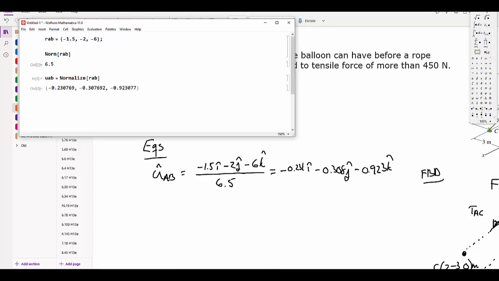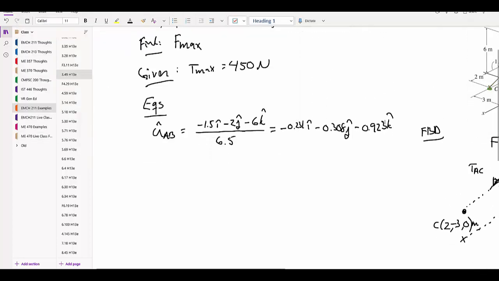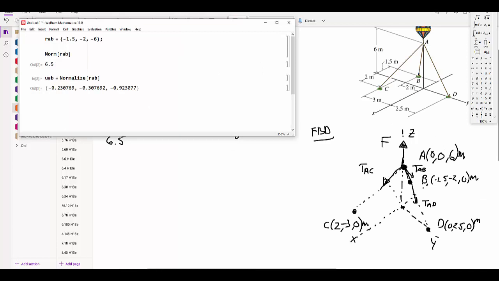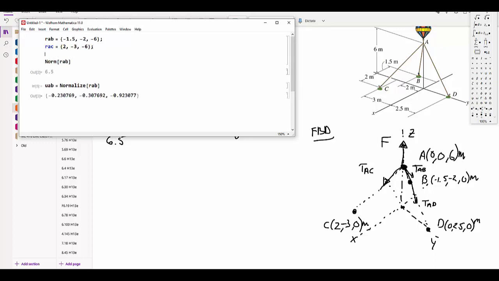Okay, I'm just going to refer to my diagram here to get the rest of these, rather than trying to do them all by hand. So I can get the rest of these position vectors at this point. So RAC, I'll just put it right into here. So that's going to be C minus A is going to be actually 2 minus 0 is 2. Negative 3 minus 0 is negative 3. 0 minus 6 is negative 6.